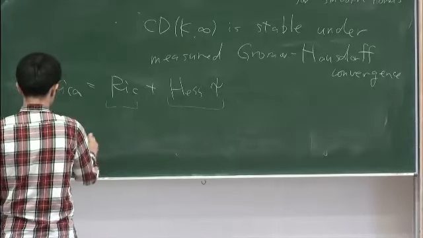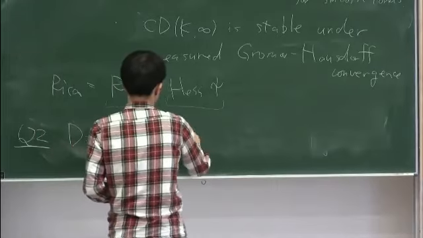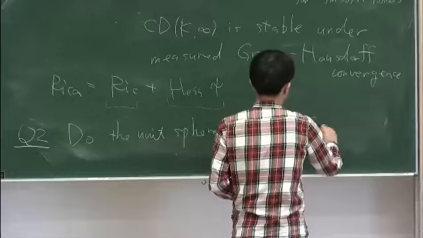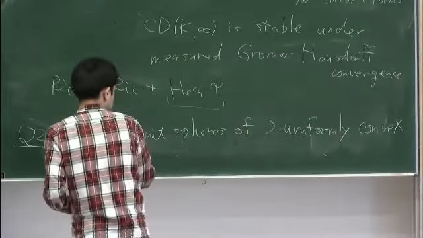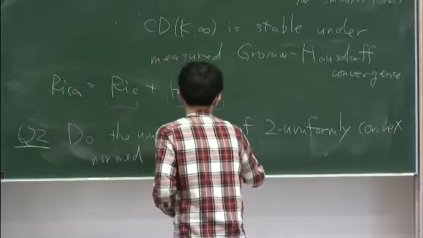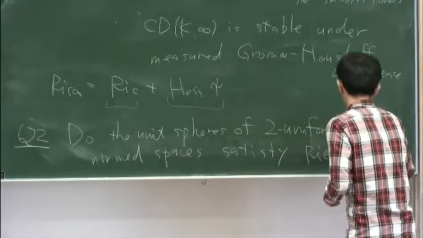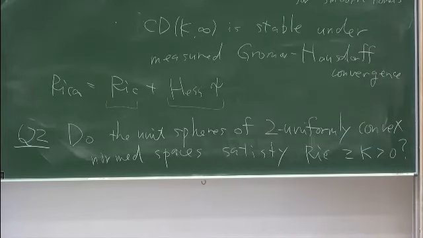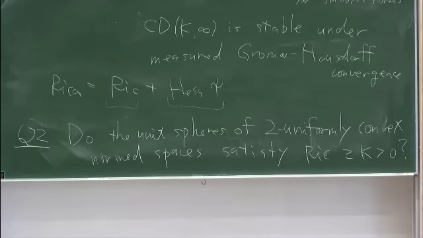So, do the unit spheres of two-uniformly convex Banach spaces or normed spaces satisfy the Ricci bound for some K? I believe this is true for some K depending on the modulus of convexity.